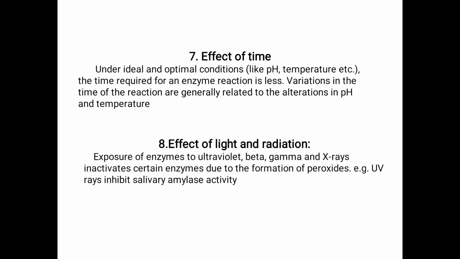Again, effect of light. Exposure of the enzyme to ultraviolet, beta rays, gamma rays or X rays inactivates certain enzymes due to the formation of peroxide. So that is why we have to take care that we do not carry out the chemical reaction in light or radiation. Most of the organisms are killed by radiation due to these beta rays and gamma rays. They directly affect the enzymes of that specific microbe, so that is why that microorganism gets killed.